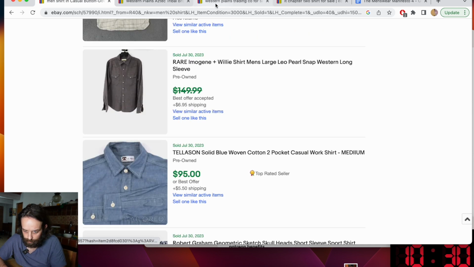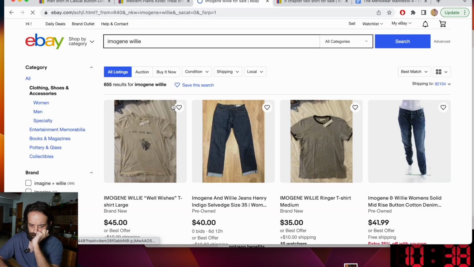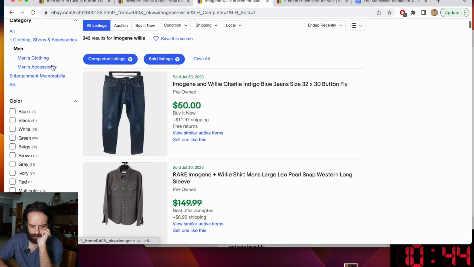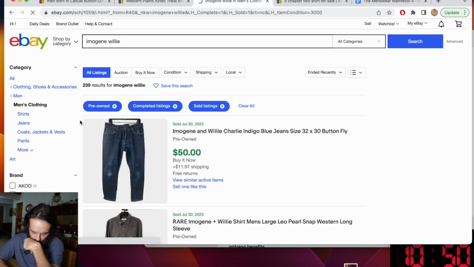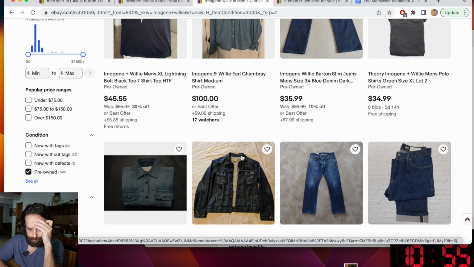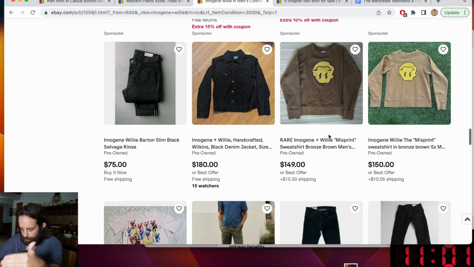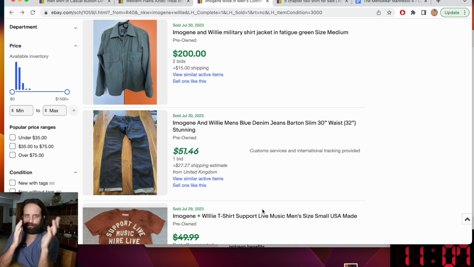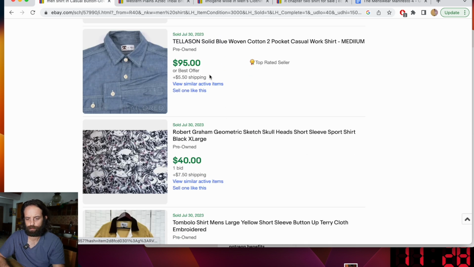Rare Imogene. Ah, here's one. Some little boutique thing. Men's clothing. Pre-owned. 239 to 121. Hey, we got it. Yeah, one of these little, looks like a smart casual or denim company, streetwear-ish. Imogene and Willie. All right, 11 minutes. So we're averaging like 5-6 minutes per brand. It's really not bad. Tellison.